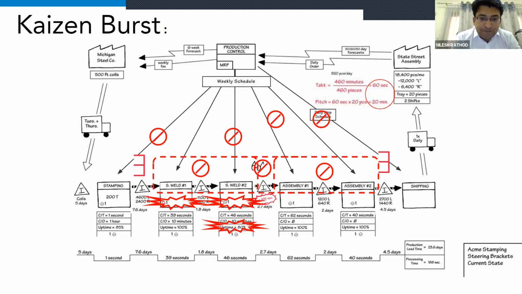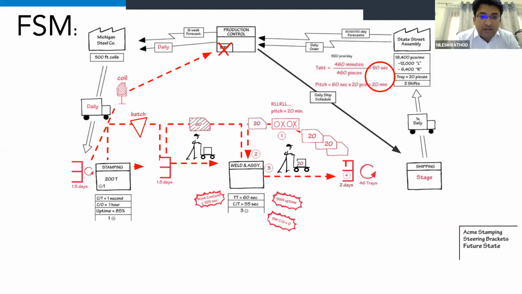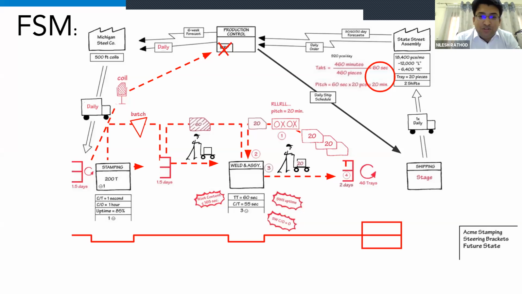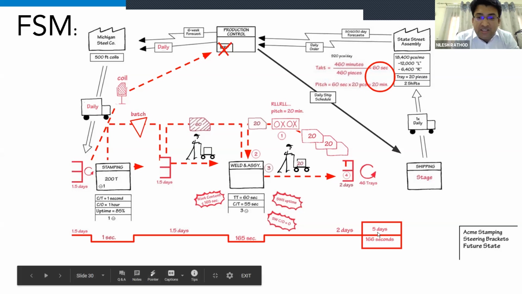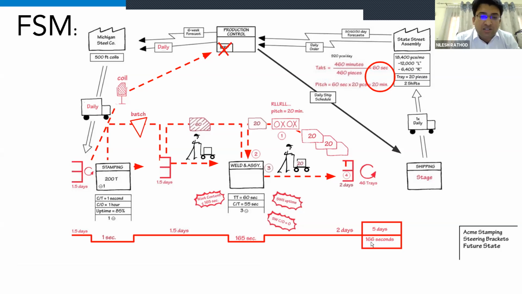After that, I will get a future state which will be faster, smoother, and safer. So here, earlier there were 6 workstations. Now I have only 3 workstations. Earlier there were 6 people working. Now there are only 4 people working. Wow, great. Earlier my 23 days was non-value added time. Now it is 5 days. So my lead time is 5 days. And earlier my processing time was 188 seconds. Now I have reduced it to 166 seconds.